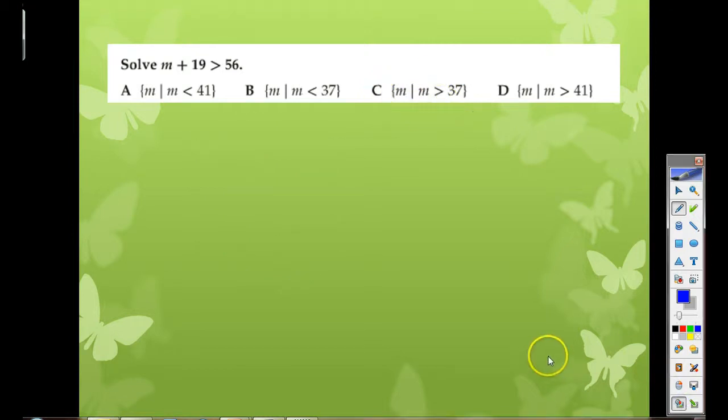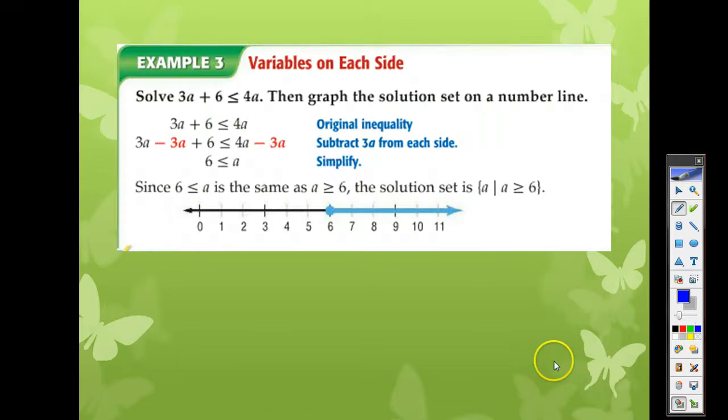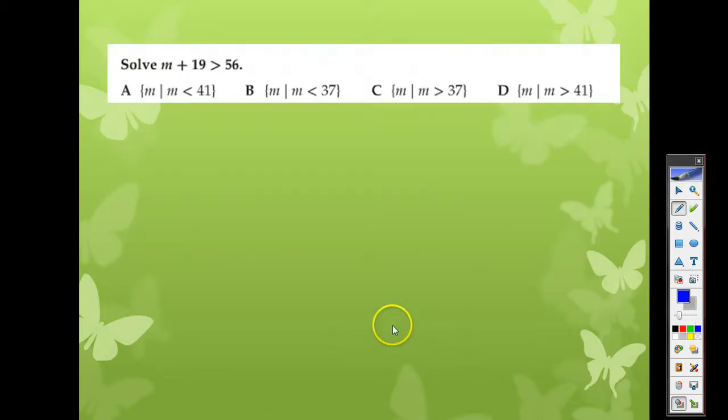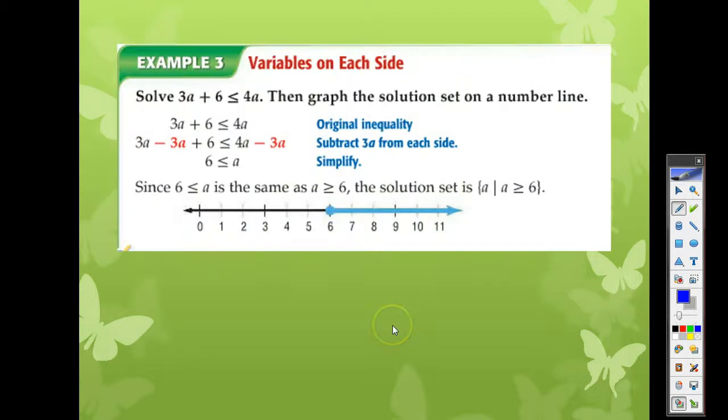Okay. So next, variables on each side. Okay. So here's another example.